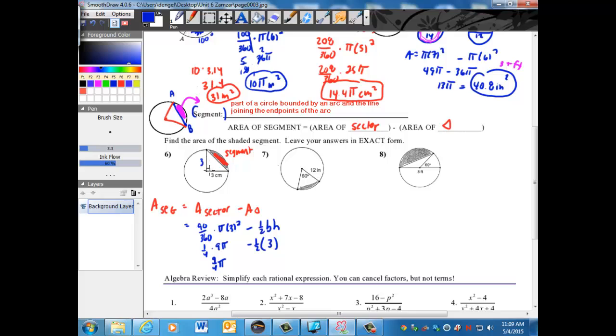Now, what allowed me to put 3 as the height is we know that these two lengths are radii. So since I put 3 here, I can put 3 here. So 1/2 times 3 times 3, and that gives me 9/2. Now they want us in exact form, so we have to leave it just like this. We're going to put centimeters squared.